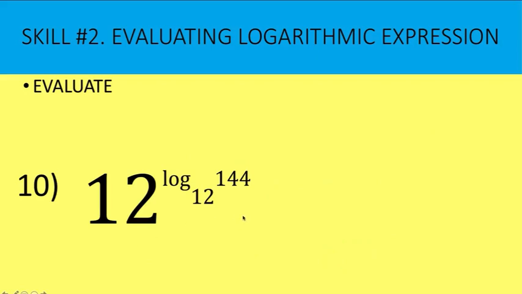Now what's the value of this? You have 12 raised to the logarithm to the base 12 of 144. Again, since we do not know the value of this, let's equate this to x. Notice that this is an exponential form with 12 as the base. This entire expression, log to the base 12 of 144, is the exponent. This is the exponent. This is the base. And this is the power.